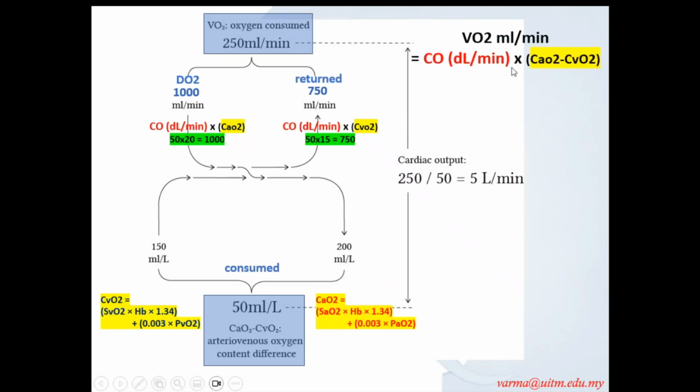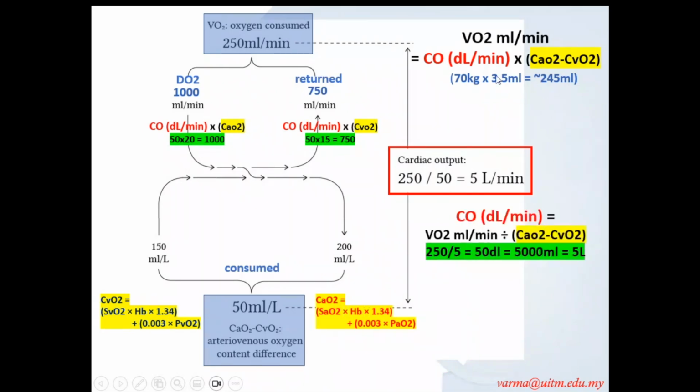So the VO2 is equivalent to cardiac output times your arteriovenous difference, which is equivalent to 250 mil. If you want to calculate your cardiac output, you just rearrange this equation. Your cardiac output is equivalent to oxygen consumption divided by arteriovenous difference. Your oxygen consumption is 250. You know your arteriovenous difference is 5, which comes to 50 deciliter, come up to 5,000 mil, which is 5 liter. So that's all for this.